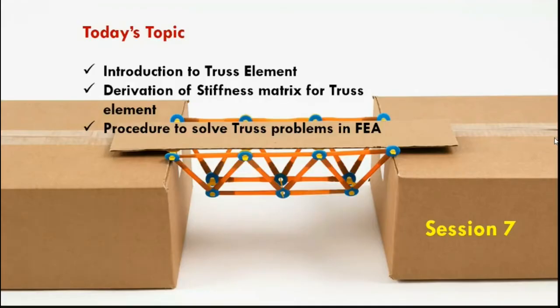So in the last few classes we discussed how to solve problems related to the bar element, right? Whenever I say a bar element, it means that the force is acting axially. Now we'll proceed with the next element, which is the truss element. So what is the difference between bar and truss? A bar is always horizontal or vertical, whereas a truss is an inclined element.